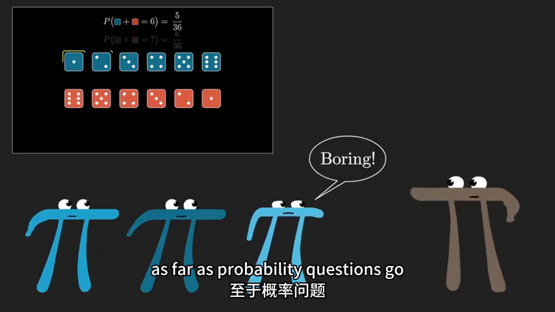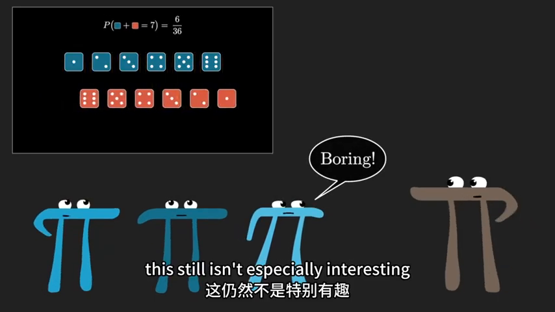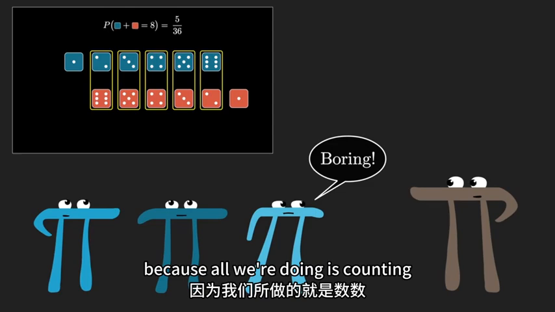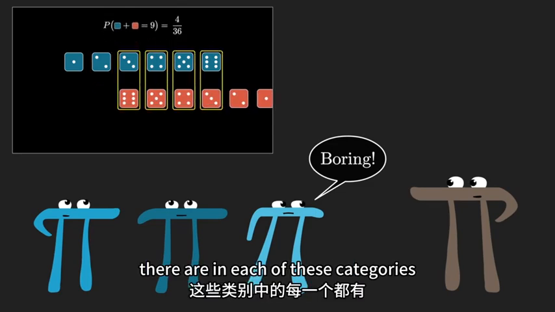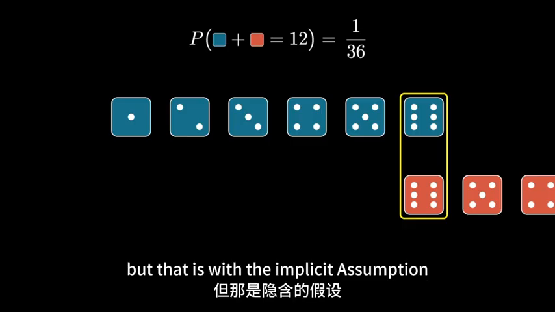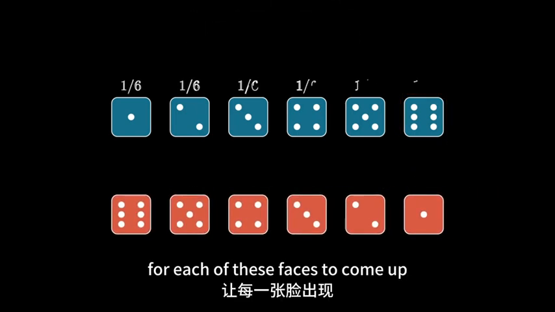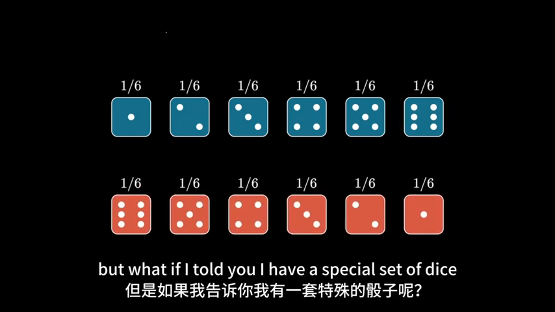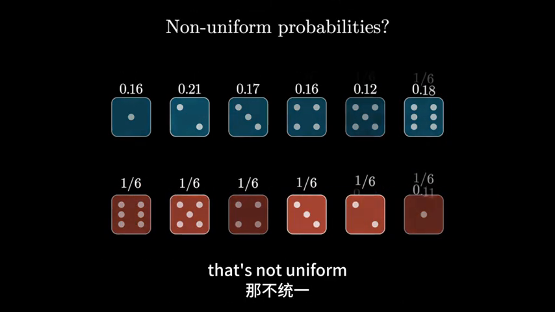As far as probability questions go, this still isn't especially interesting because all we're doing is counting how many outcomes there are in each of these categories. But that is with the implicit assumption that there's an equal chance for each of these faces to come up. But what if I told you I have a special set of dice that's not uniform?